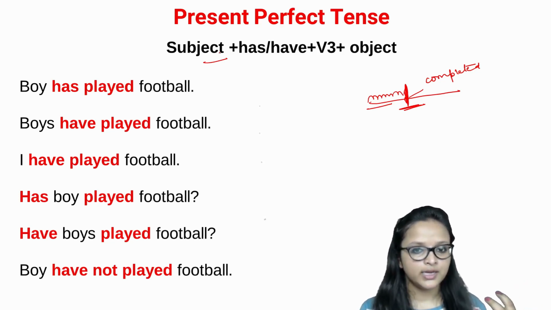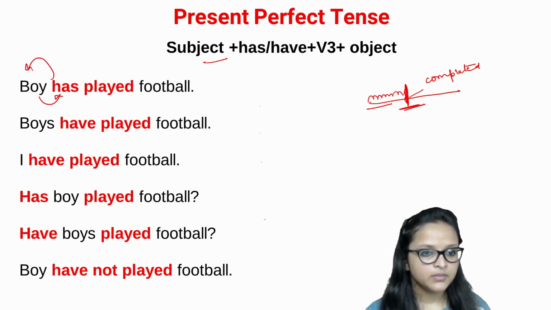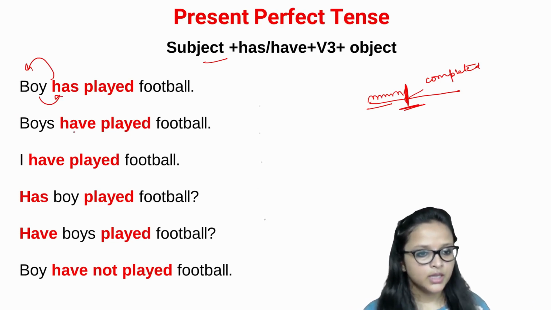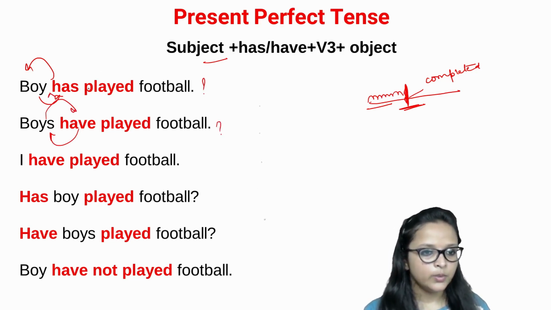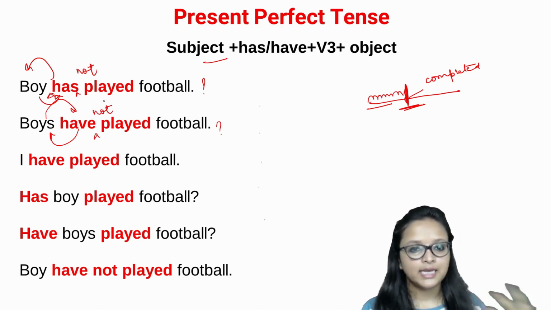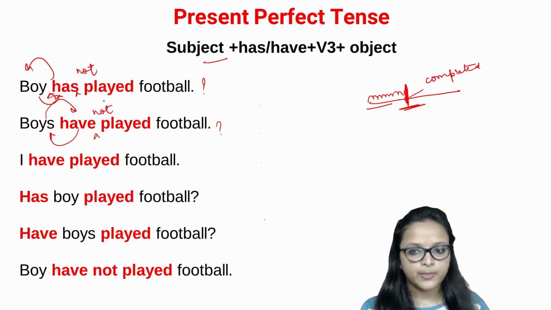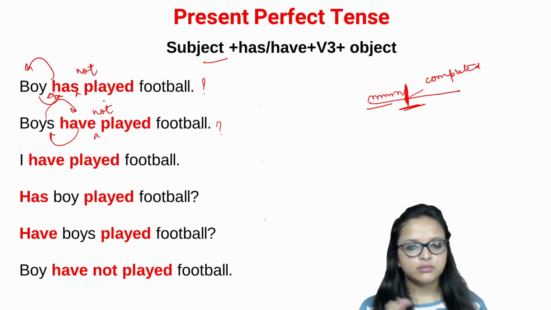And to make it interrogative, just exchange the places of subject and helping verb. Has boy played football? Have boys played football? And question mark. To make it negative, add not between helping verb and verb. Boy has not played football. Boys have not played. So this is how you make interrogative and negative sentences, just by exchanging places and adding not.